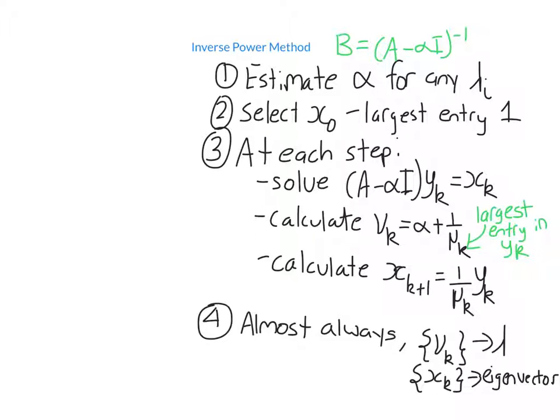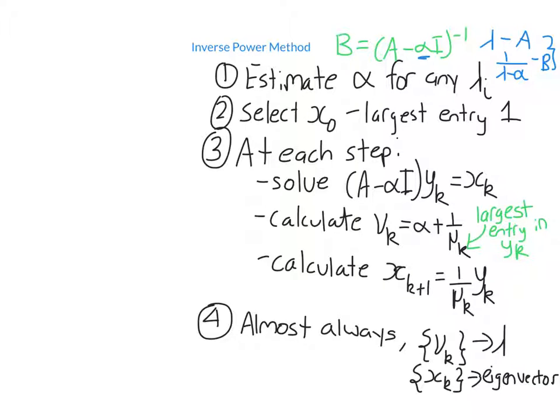So it can be shown that if lambda is an eigenvalue of A, then the eigenvalue associated with it in B is 1 over lambda minus this number here, alpha. So that's the eigenvalue for B, and it turns out that both of these have the exact same eigenvector. But again, you don't actually need to construct B in order to use the inverse power method.